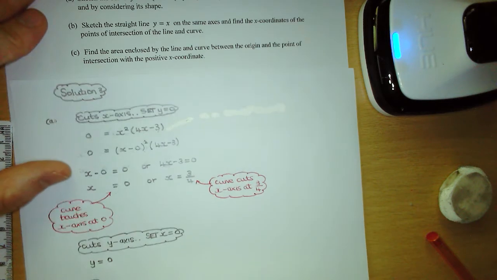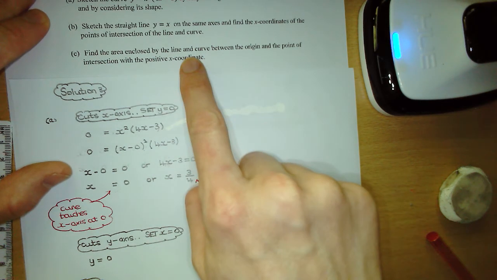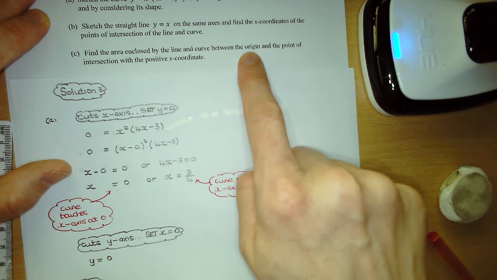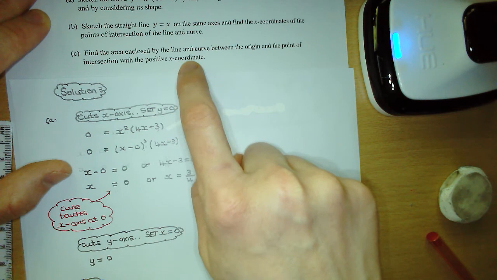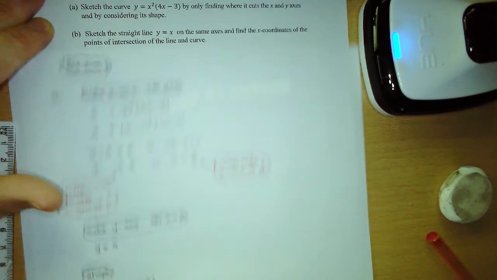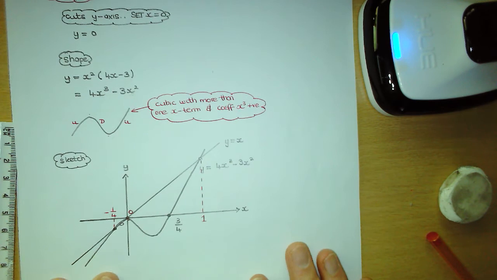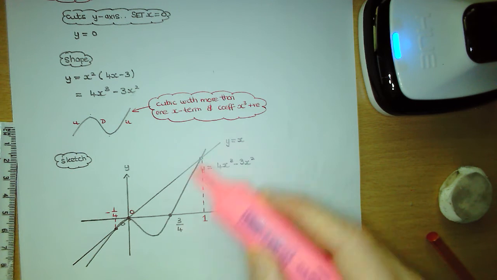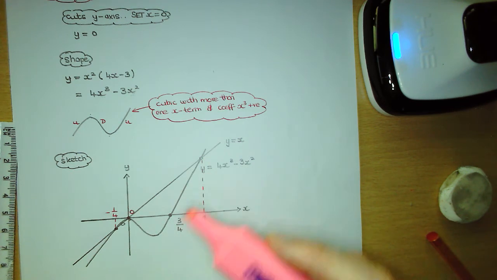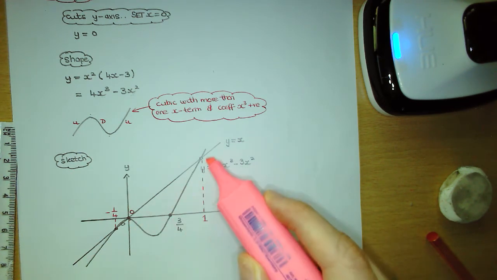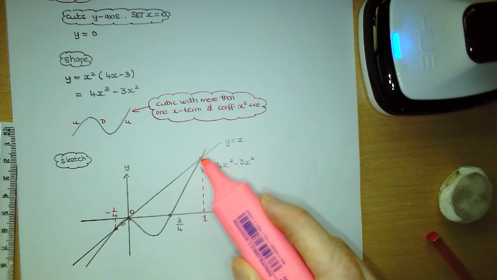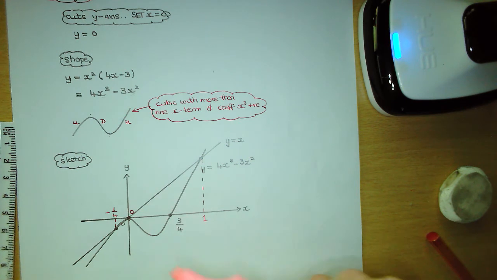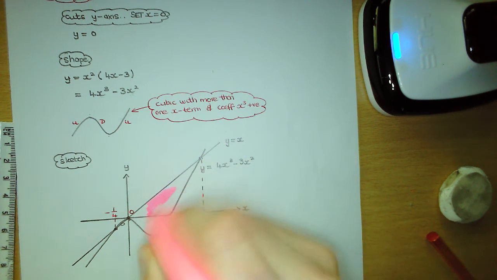So part C then says, find the area enclosed by the line and the curve between the origin and the point of intersection with the positive x coordinate. Okay, so what that means is, if we go back to the sketch, we want to find the area which is enclosed by the line and the curve between the origin and the point of intersection which has a positive x coordinate. So that's the only point of intersection with a positive x coordinate. This point of intersection here is a negative coordinate. So if I shade it in, this is the area that we're looking for here.